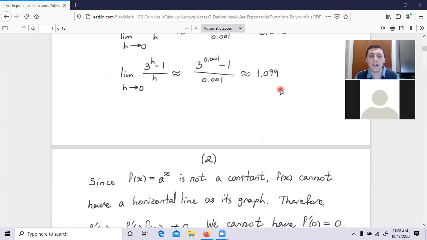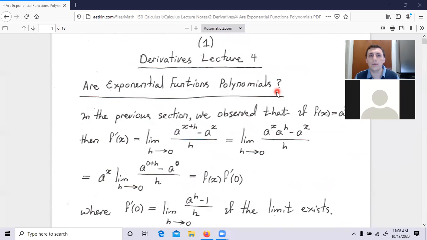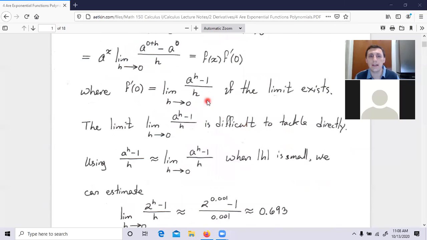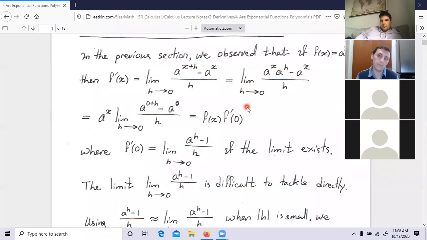So here is my question, right? When I have this expression, the derivative of a function is the function times its derivative at 0. What's the best derivative at 0 I may hope for? In other words, where it's as simple as possible. What do you think?